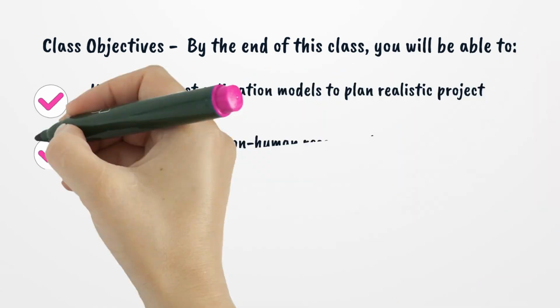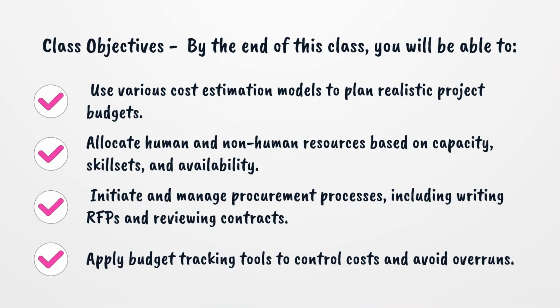Class objectives. By the end of this class, you will be able to use various cost estimation models to plan realistic project budgets. Allocate human and non-human resources based on capacity, skill sets, and availability. Initiate and manage procurement processes, including writing RFPs and reviewing contracts. Apply budget tracking tools to control costs and avoid overruns.